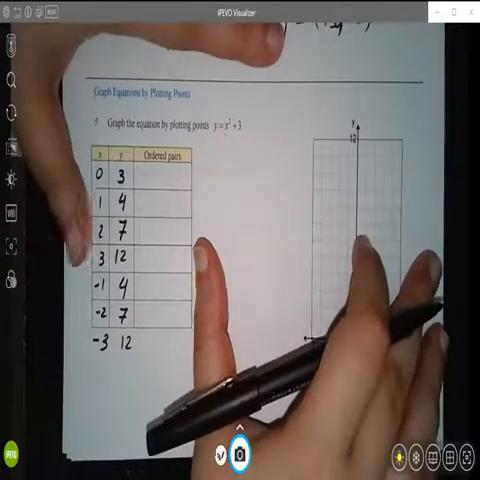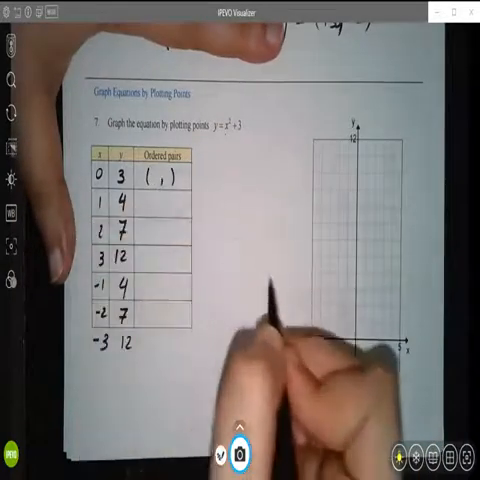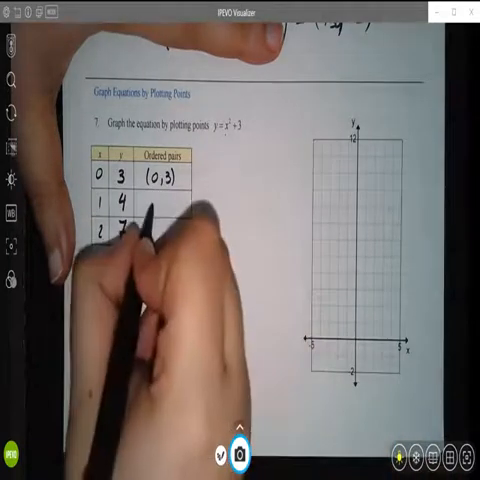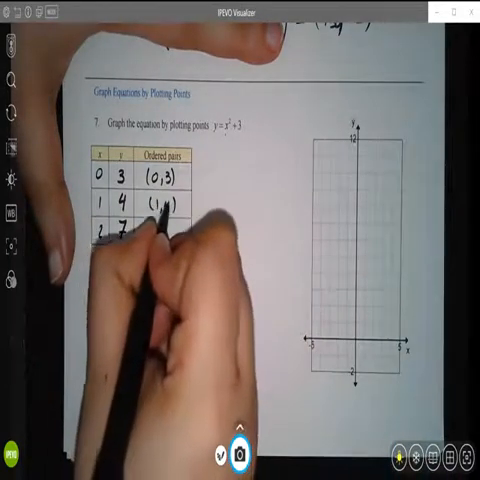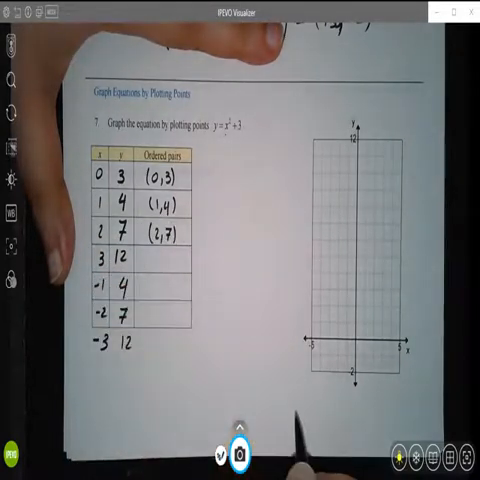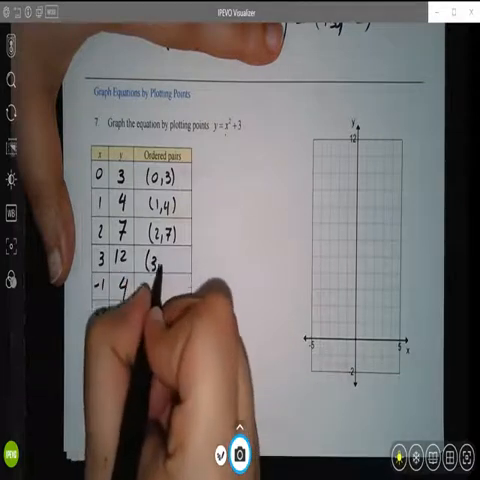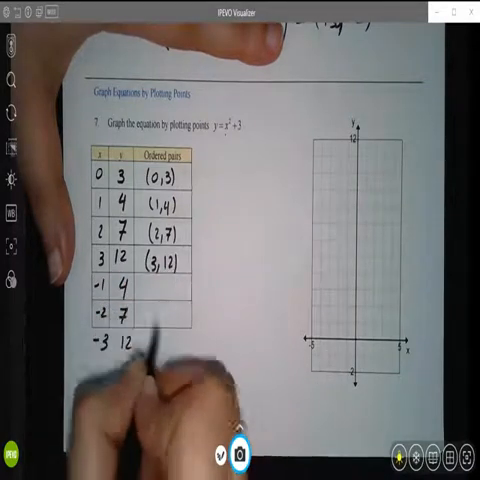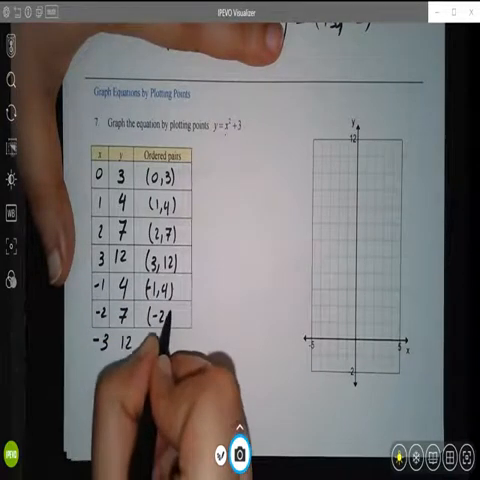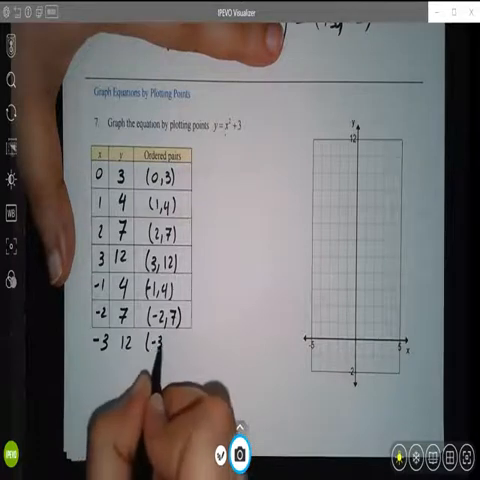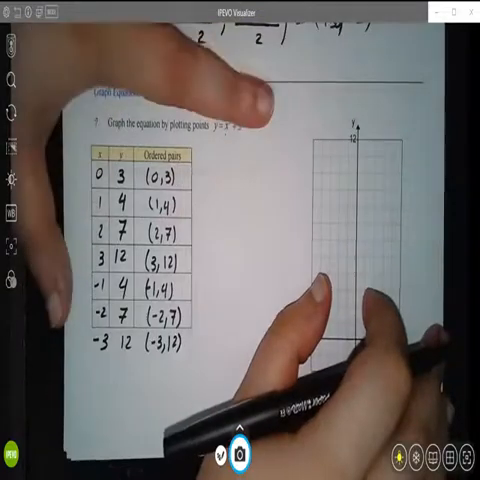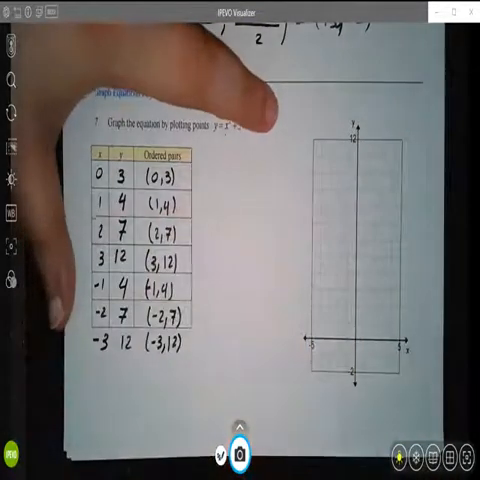So now let's write down the pairs. Parentheses, comma. 0 goes here, 3 goes here. 1, 4. 2, 7. 3, 12. -1 and 4. -2 and 7. -3 and +12. These are my points. Next step would be to plot those points.